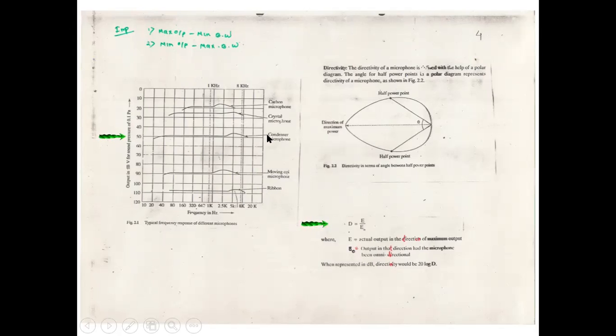If you consider the condenser microphone, the best frequency response is possible with the help of the condenser microphone. But the output is less than the carbon. So if you want more output, then you go for the crystal type or carbon type of microphone. Carbon type of microphone gives you maximum output compared to all other microphones. But what is the problem with this carbon microphone? The frequency response is limited compared to others. That's why the best frequency response is achieved with the help of the condenser microphone.